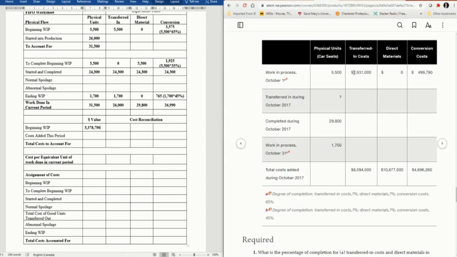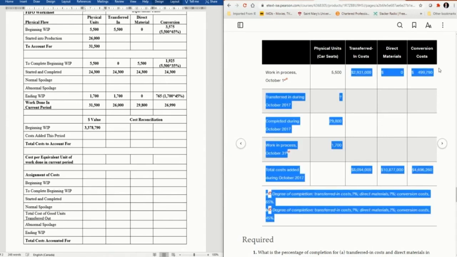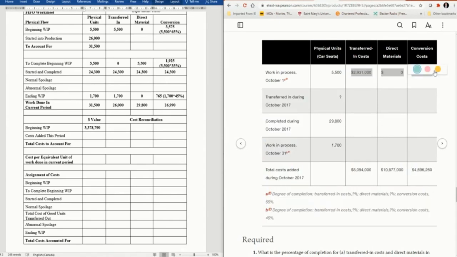And that was these numbers here, right? The conversion plus the transferred in costs, plus 0 for new materials. So that's my value of beginning WIP. I'll tell you in a second why I didn't bother putting in the numbers here. I just wanted to put in the total.